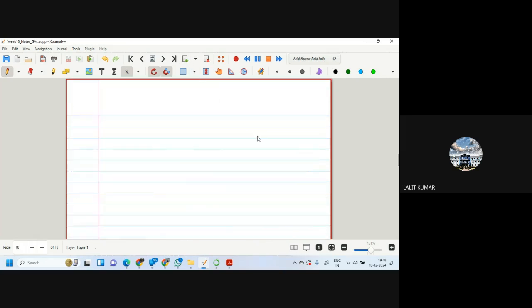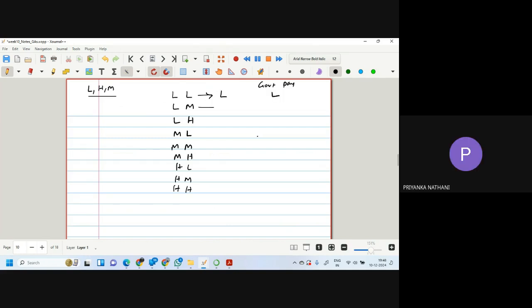See, in this case, how the game is being formed, there are two contractors who have come, and the values can be L, M, H. So they can be L and L, L and M, L and H, M and L, M and M, M and H, H and L, H and M, and H and H. So here who will win? L, and how much will the government pay? L and L only. L will win, but the government will pay L.